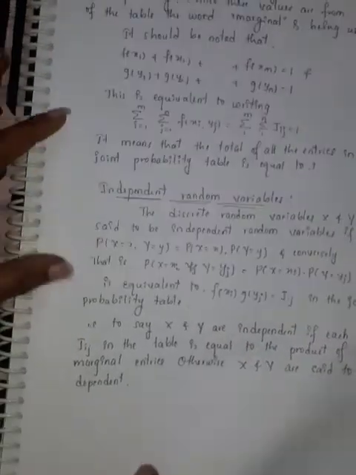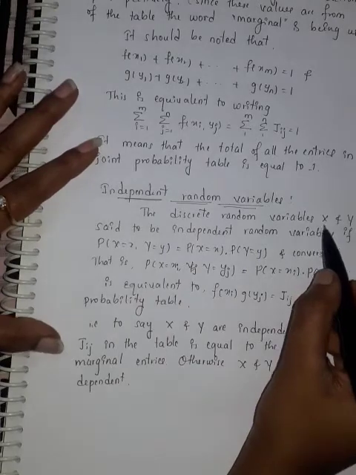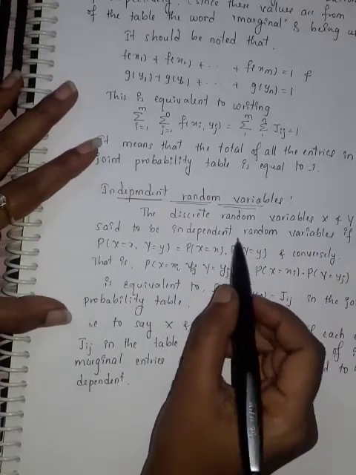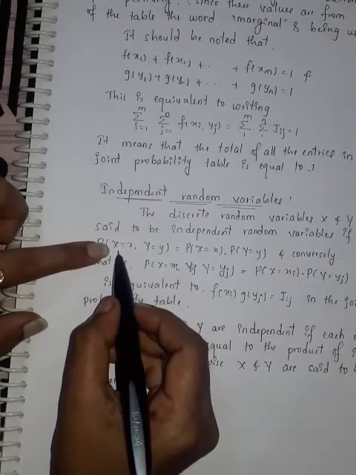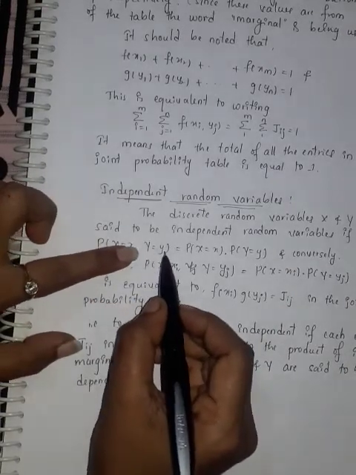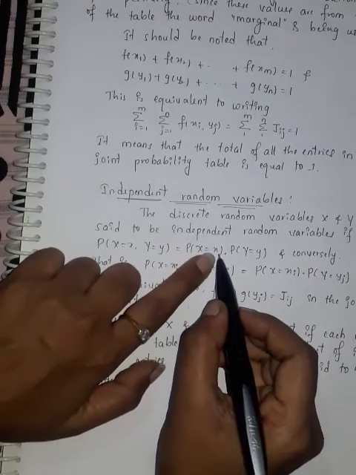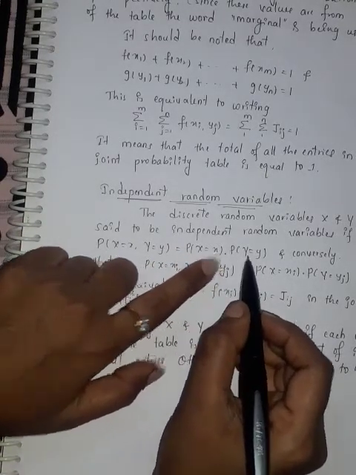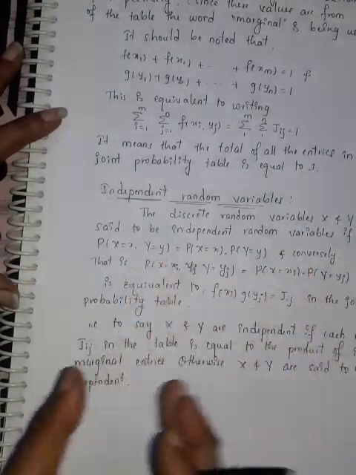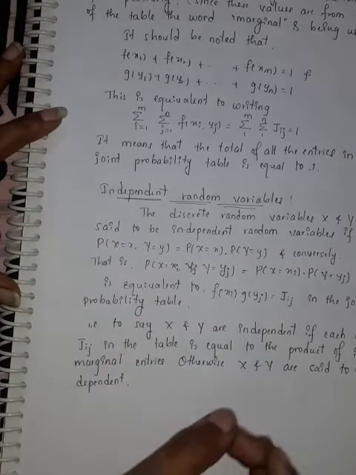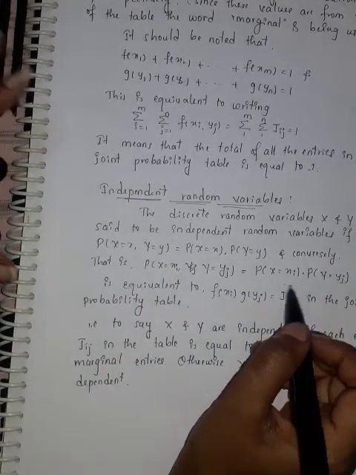So next is independent random variables. The discrete random variables X and Y are said to be independent random variables if the probability of capital X equal to x, Y equal to y is equal to the probability of X equal to x into the probability of Y equal to y, and conversely. Then we say that X and Y are independent random variables.